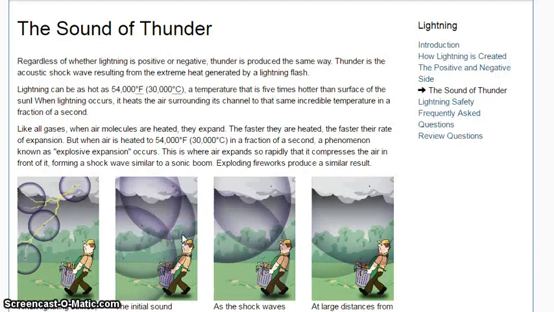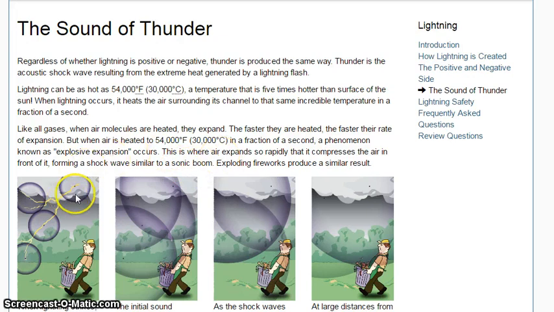And finally, for this section, we looked at the sound of thunder. Associated with that bolt of lightning is also going to be a loud crack of thunder. With this loud crack of thunder, we're looking at rapidly heating up air to about 5 times the temperature of the surface of the sun, which is going to cause that air to expand, and it's going to expand in what we call explosive expansion, which is going to result in a shock wave similar to a sonic boom and exploding fireworks.